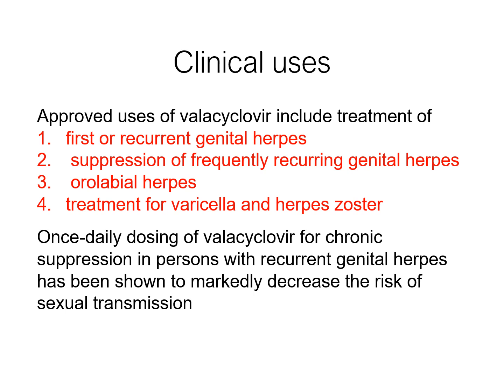Now, this once daily dosing of valacyclovir is used for chronic suppression in persons with recurrent genital herpes, and it has been shown to markedly decrease the risk of sexual transmission of the condition.